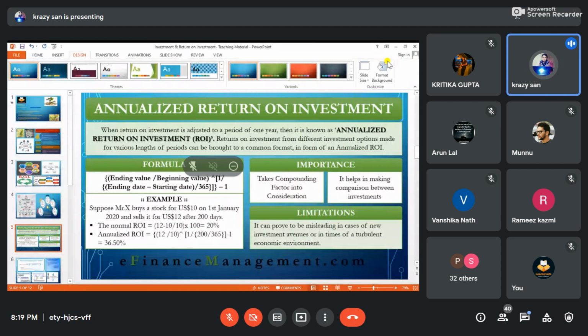Now, what is annualized return on investment? When return on investment is adjusted to a period of 1 year, it is known as annualized return on investment. Return on investments from different investment options made for various lengths of periods can be brought to a common format in the form of an annualized ROI. What is the importance of annualized ROI? It takes the compounding factor into consideration. It helps in making comparisons between investments.